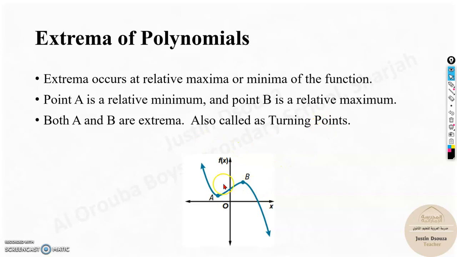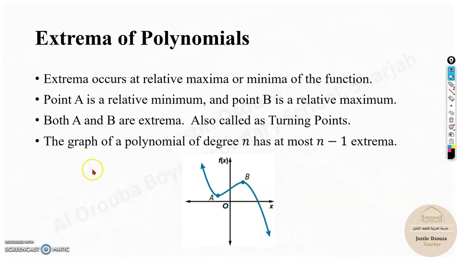And these are also called turning points. Why? Look, the graph over here was going downwards and it turns and moves upwards. See, decreasing, and over here at point A, it increases and again decreases after point B. So they are also called turning points.